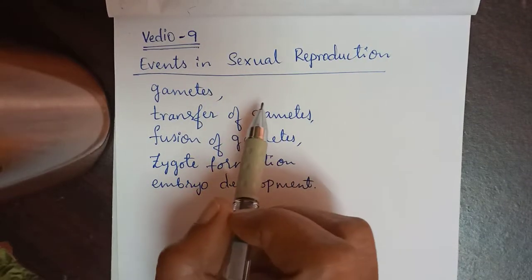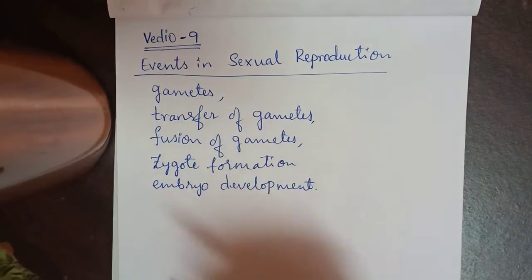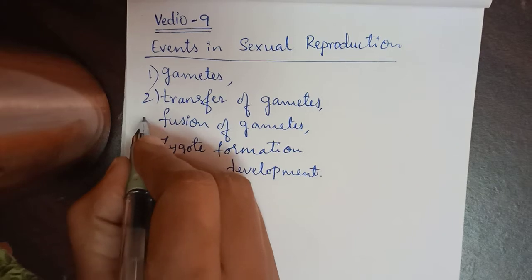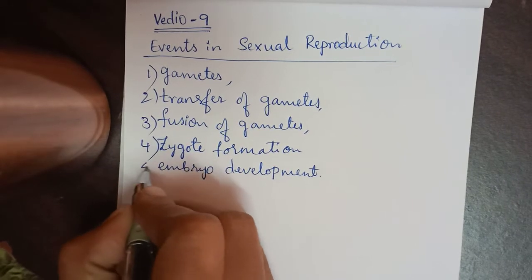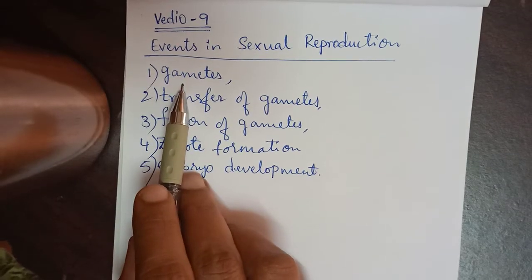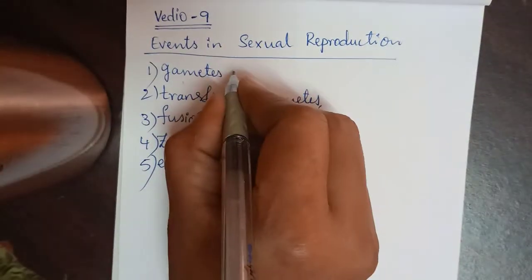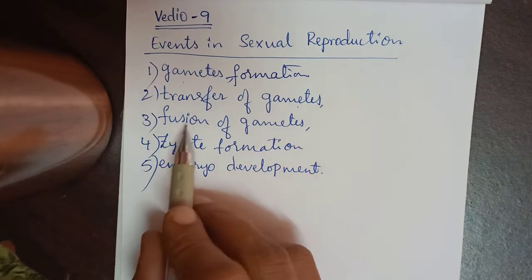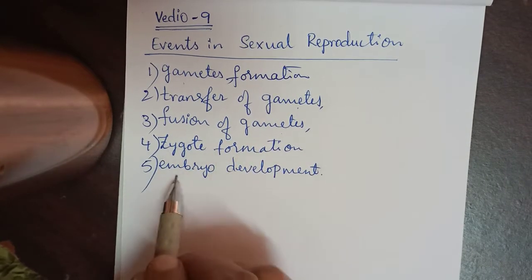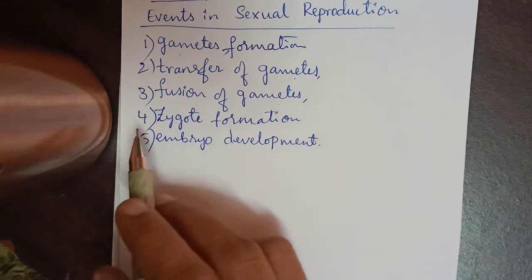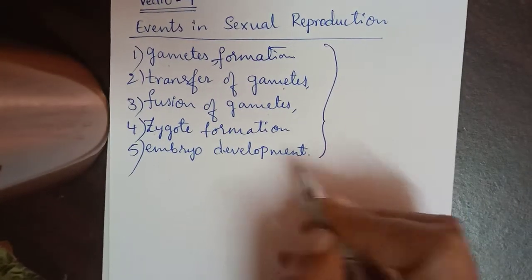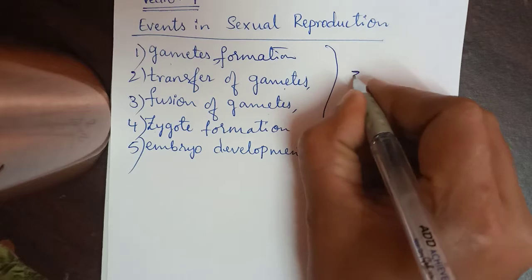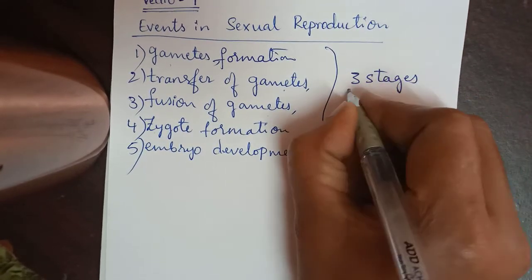So during sexual reproduction, there are about 5 events or processes which organisms come across. The first one is the formation of the gametes, then the transfer of gametes, then fusion of gametes, zygote formation and the embryo development. These events follow a regular sequence and are grouped into 3 stages.